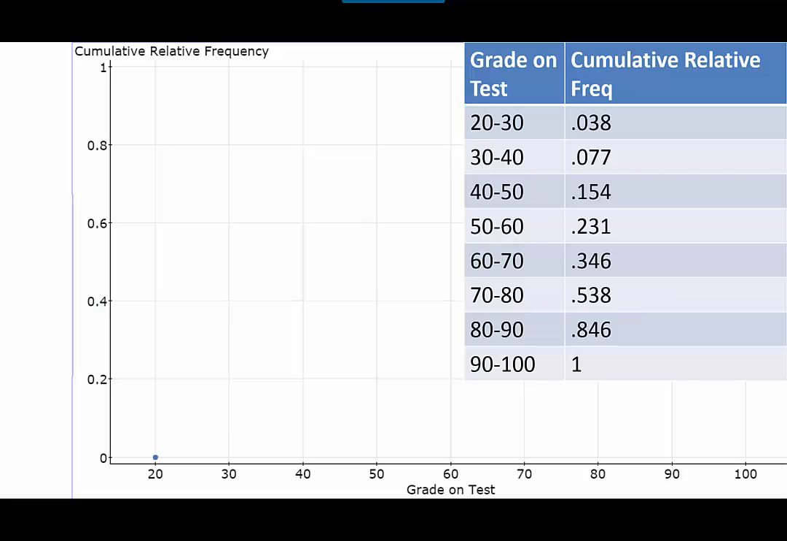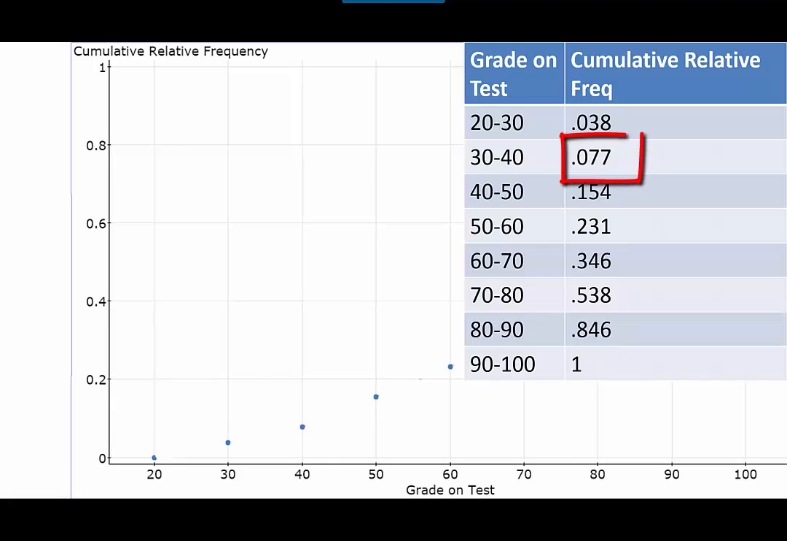We begin typically with the 0 starting point, and we'll start the 0 with the lowest bound on the first class. We're going from 20 to 30, so we're going to start there at 0 because nothing's below 20. Now look at the first value of the cumulative relative frequency, which is 0.038. We're going to use the value of 30, the smallest value of the next class up, and put a point at a height of exactly 0.038. We're just going to estimate that on the graph.